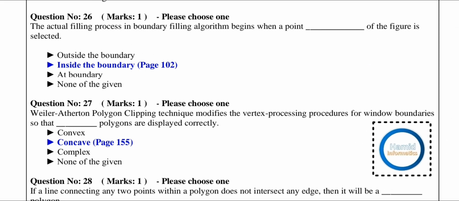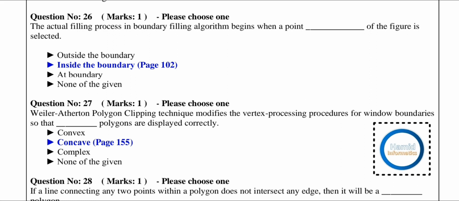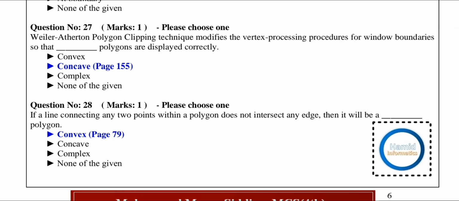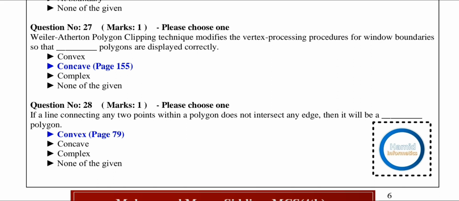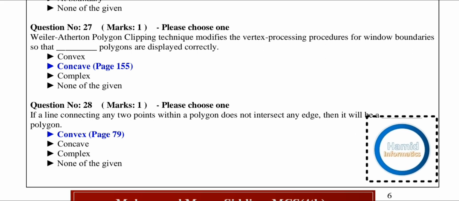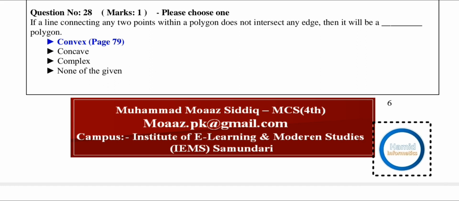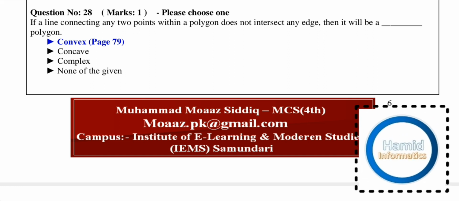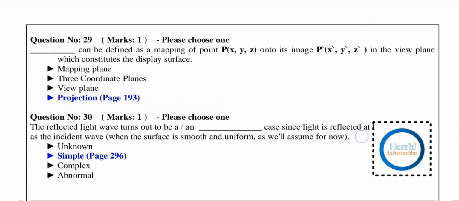The actual filling process in the boundary filling algorithm begins with a point of the dash of the figure selected inside the boundary. The Wheeler-Thornton polygon clipping technique modifies the vertex processing procedures for window boundaries so that dash polygons are displayed correctly. Concave. If a line connecting any two points within a polygon does not intersect any edge, then it will be a dash polygon. Convex polygon.